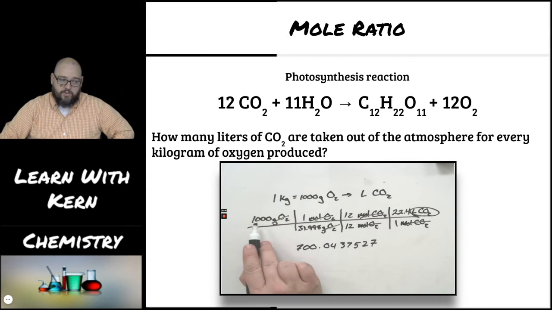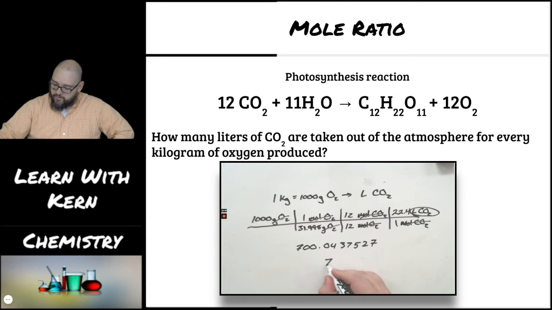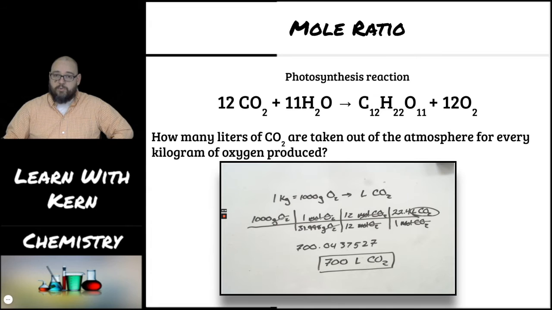But I started with only one significant figure because I just said 1 kilogram. That's not very specific, not very precise. So I have one significant figure, so my answer gets rounded to one significant figure, 700 liters of CO2. So for every kilogram of oxygen that a plant uses, we take 700 liters of CO2 out of Earth's atmosphere. That's kind of cool.